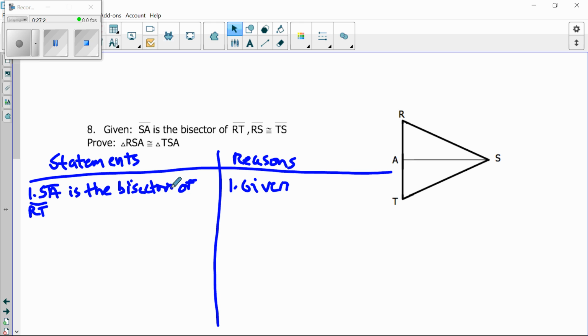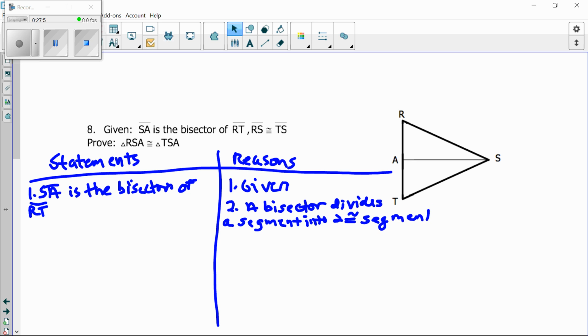What's a bisector do? Well, a bisector, which is going to be my reason 2, divides, in this case, a segment into two congruent segments. Yes, I know I said not to use symbols, but I'm sure we're running low on time. SA is the bisector of RT, so SA hits RT at A. So that's my midpoint, and then I use one endpoint and the midpoint, the other endpoint and the midpoint. So RA is congruent to TA.